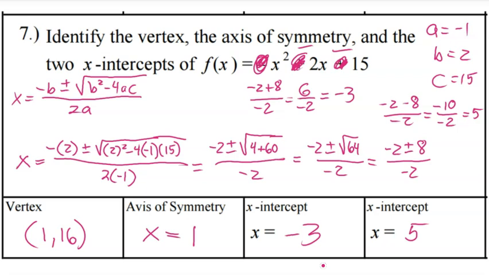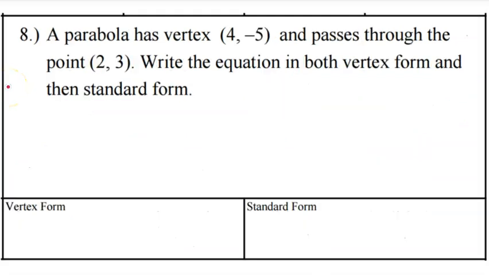All right, let's try question 8. This one says that there's a parabola, that means it's a quadratic, and it has a vertex (4, negative 5), and it passes through the point (2, 3). And we want to write the equation in both vertex form and standard form, okay? Well, we're going to start with vertex form.